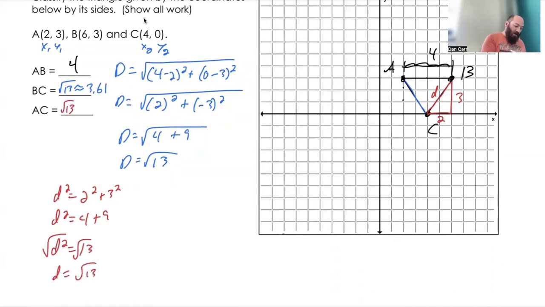Root 13. Just realized I technically mixed those two up. This was all my work for AC. This is my work for BC. There, make sure it matches. So it's about 3.61.